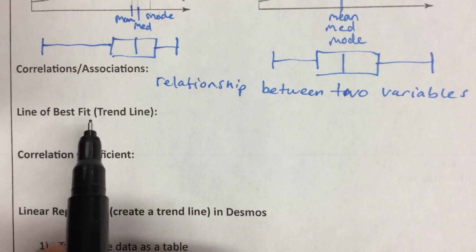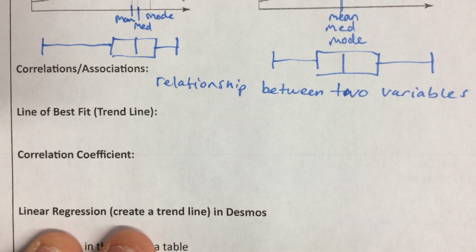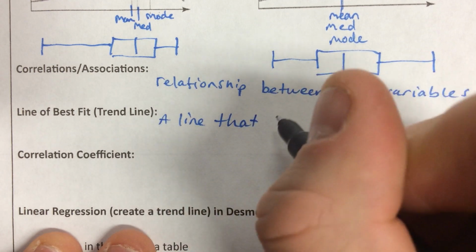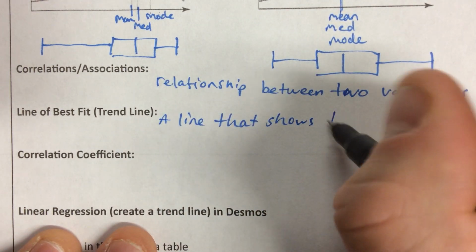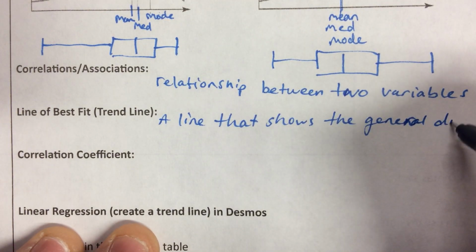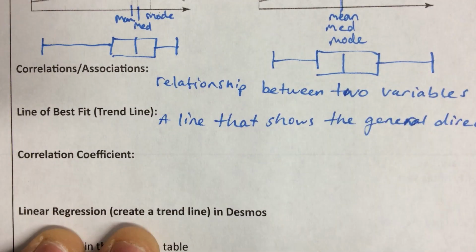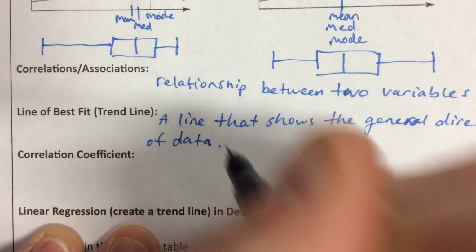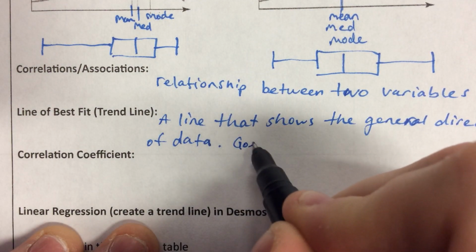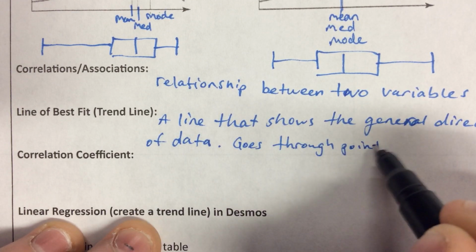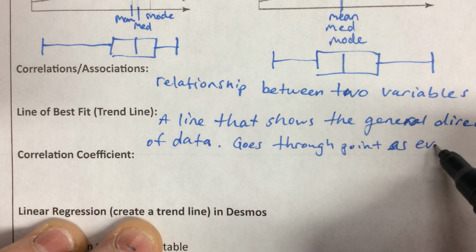Okay, other things that go along with scatter plots are, one is the line of best fit, also called a trend line. And this is just a line that shows the general direction of data. Okay, it goes through the points as evenly as possible.